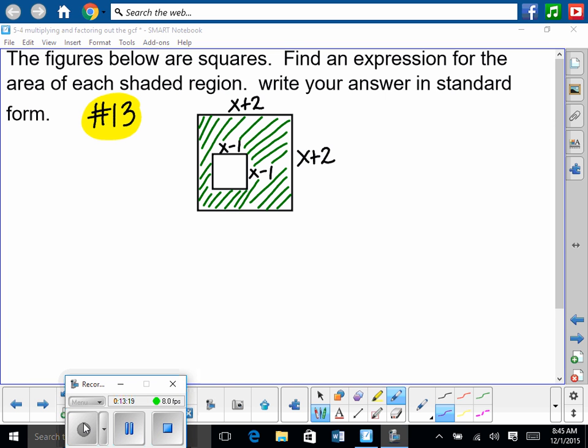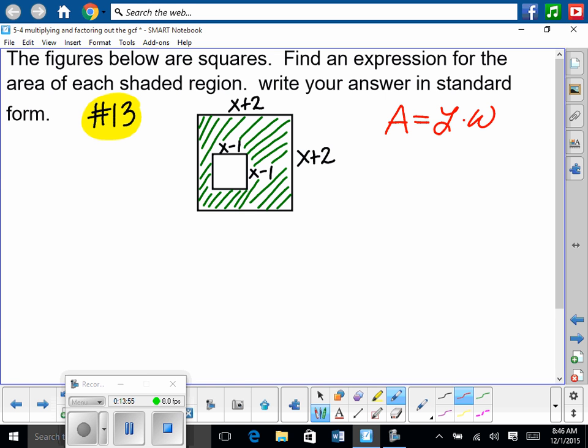So it says, the figures below are squares. So what do we know about squares? They have the exact same length of sides, right? All the way around. Okay. So the figures below are squares. Find an expression for the area of each shaded region and write your answer in standard form. Okay, so it's testing our knowledge on, do you know how to find the area of a square, first of all? Well, area of a square or rectangle is equal to length times width, right? Now, it wants to know what's the area of the shaded region. So my shaded region is the green region.